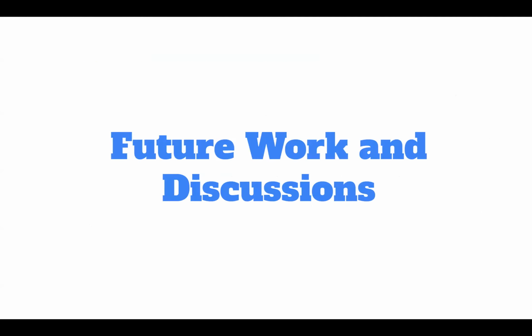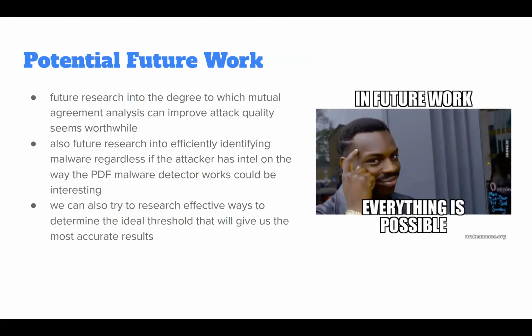So now we're going to talk about future work and discussions of this research paper. Potential future research would be into the degree to which mutual agreement analysis can improve attack quality. We would also focus on researching the efficiency of identifying malware regardless of whether the attacker has intel on the way the PDF malware detector works. And we could also research effective ways to determine the ideal threshold that will give us the most accurate results.